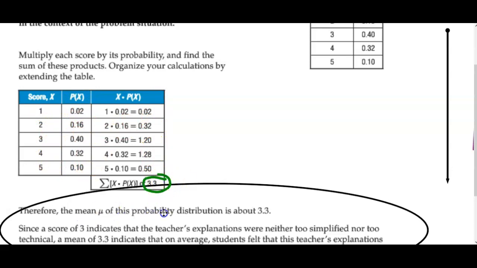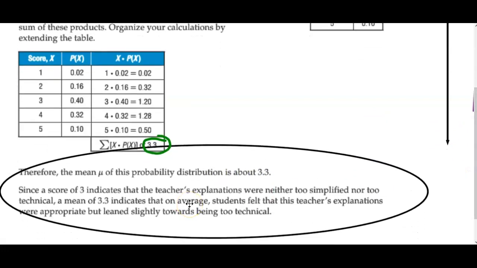Therefore, the mean of this probability distribution is about 3.3, and the interpretation of that, which is important, would be: since a score of 3 indicates the teacher's explanations were good, right on target, a mean of 3.3 indicates that on average students felt this teacher's explanations were appropriate, but they leaned a little bit towards too technical because it's a little bit above an average of 3.